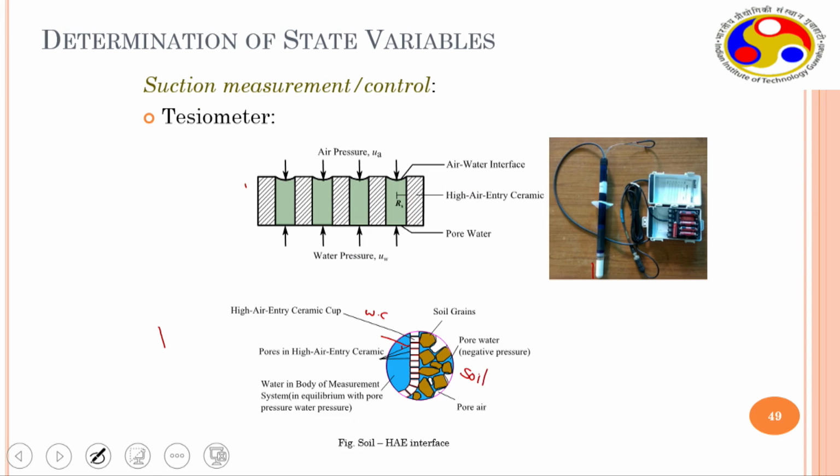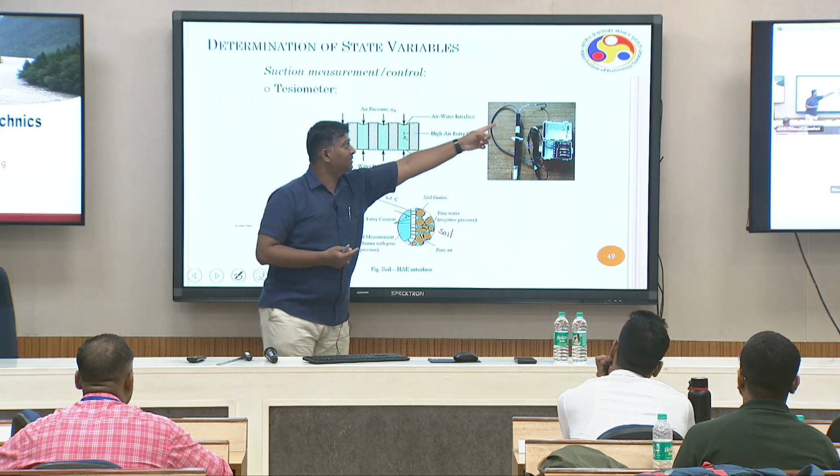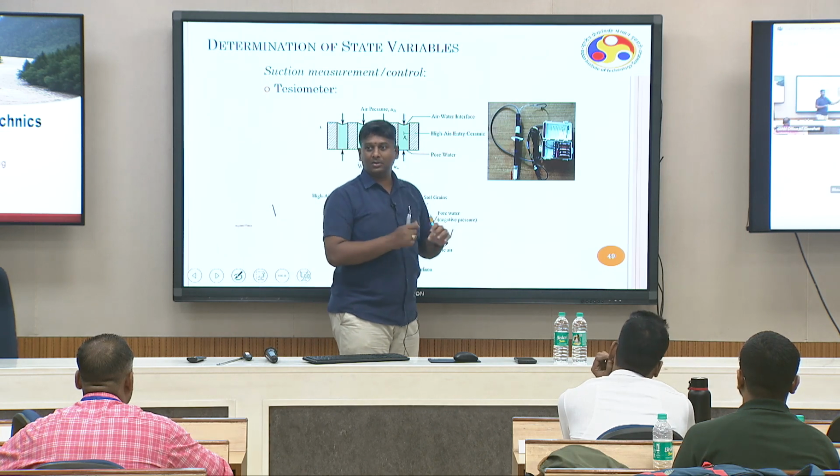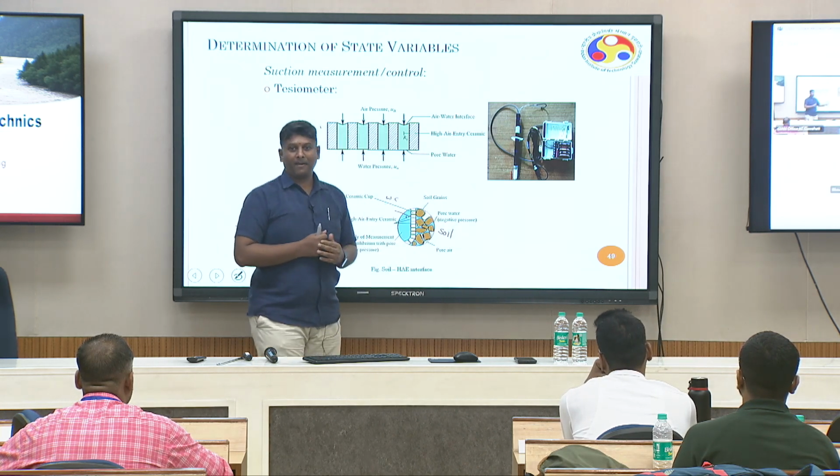So in between, what you have is a ceramic disc with tiny pores. Pores are filled with water. Now this is acting as an interface between the soil and the water reservoir. So what is expected? Here the potential is low. Here potential is 0. Water should move out. Correct? But if I tightly close this water reservoir, can the water go out?